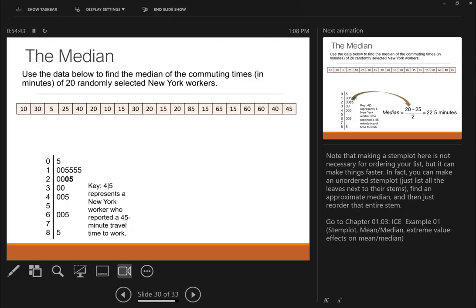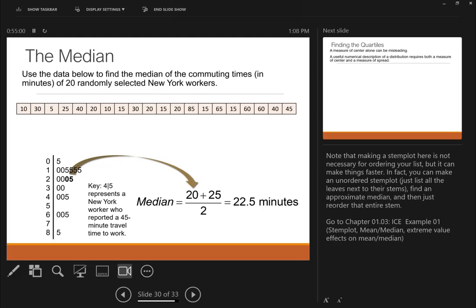And these are the middle two then, at 20 and 25. Is everybody okay with how I counted in? I would just put a slash through the number as you count one from each side. Everybody's okay? So I do that, and the median then is 22.5.